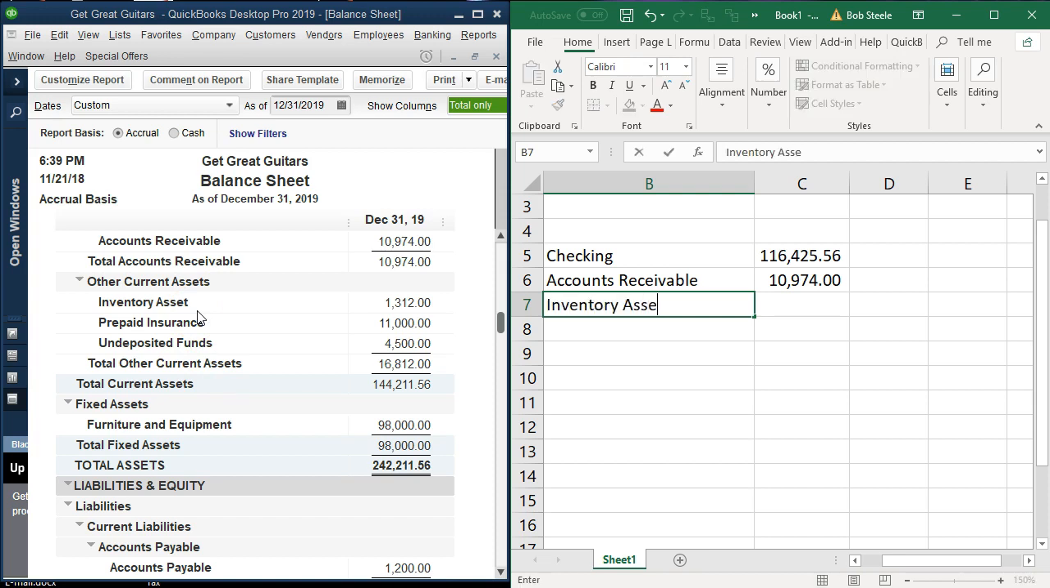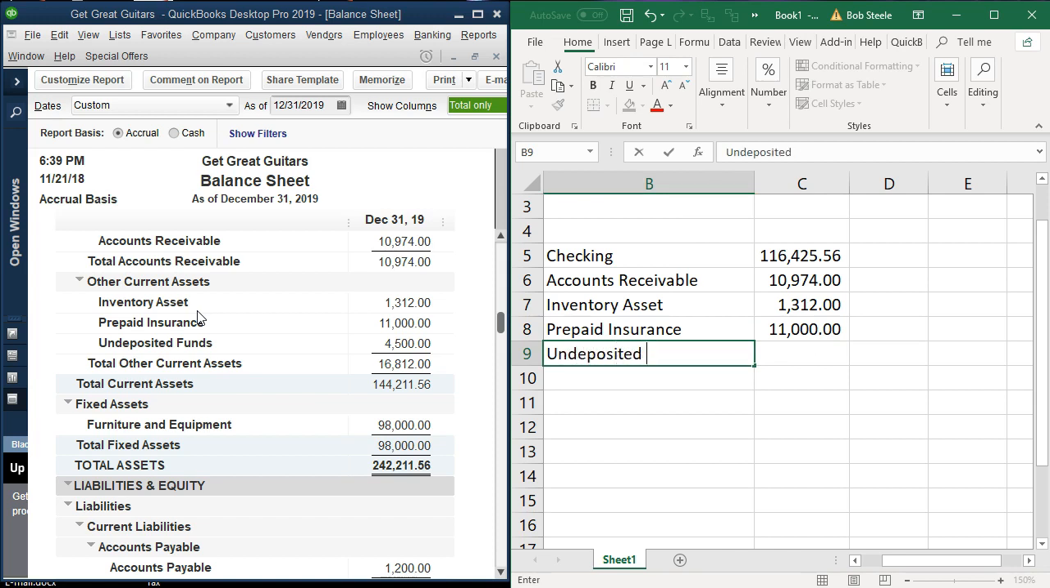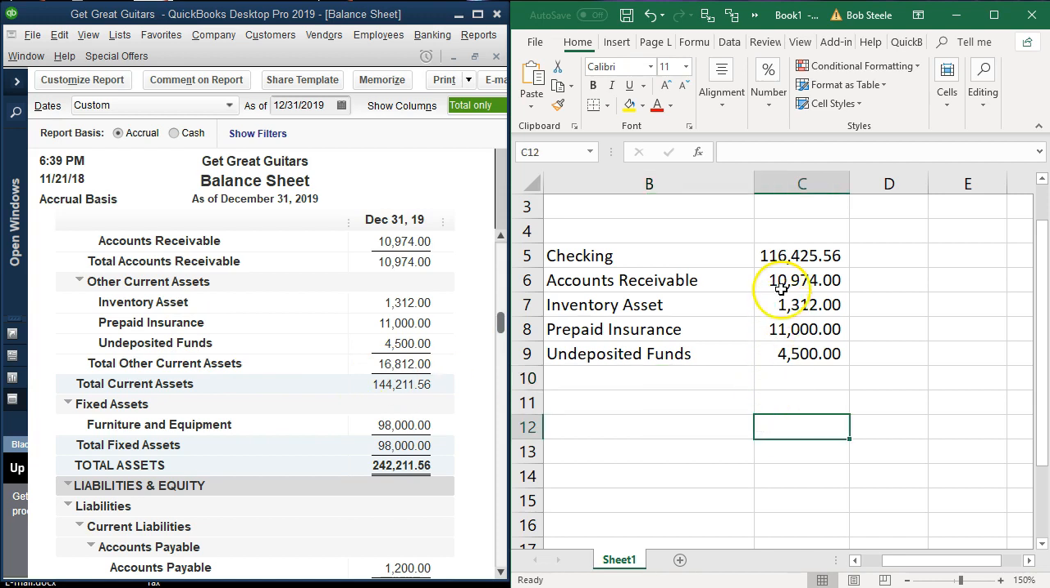Inventory asset. We're going to say 1312. We're going to say prepaid insurance, and that's going to be 11,000. We're going to say undeposited funds is 4,500. Then again, we're not going to include the subcategory. If we miscalculated anything, then we could highlight these and say, Excel says that's 27,786.